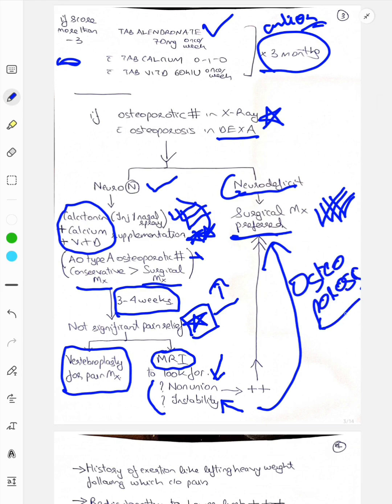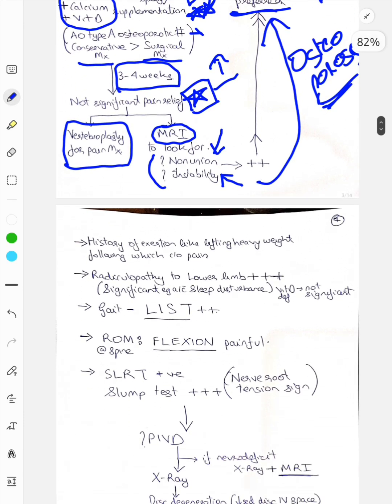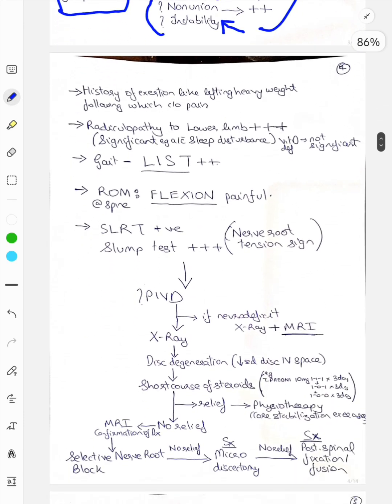Right? Now we are leading to a very interesting case, the third case, that we commonly encounter in the OPD, the case of prolapsed intervertebral disc. Okay, so there is some significant history in PIVD, right? Whenever the patient says that I have a history of exertion like lifting heavy weight, following which the pain started, this is very significant, leading to clinching the diagnosis of PIVD. You should not forget to suspect PIVD, right?